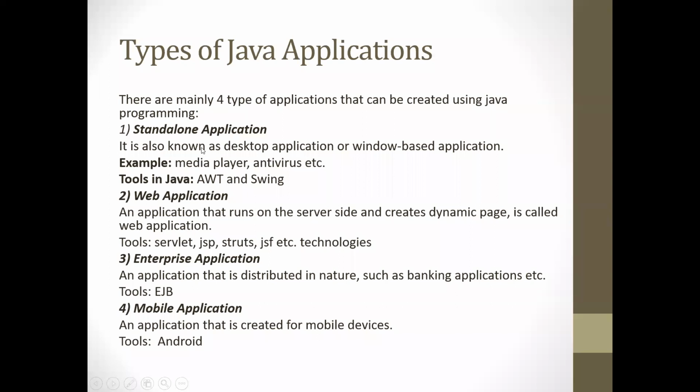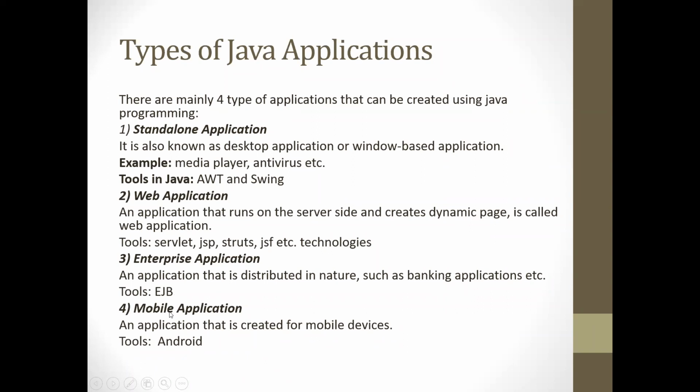Similarly, the second type of application that can be designed with the help of Java is web applications. Web applications are basically those that run on the server side and create dynamic pages. We can design these web applications with the help of tools like servlets, JSP, and many more technologies. The third type is enterprise applications, like banking applications. If we want to design any banking application, we can do it with the help of Java. For that, you can use the EJB tool.